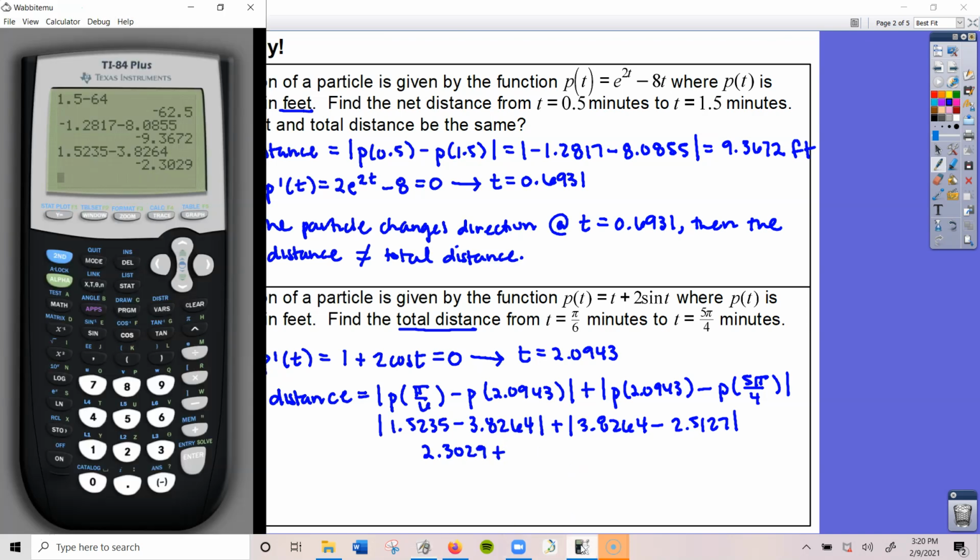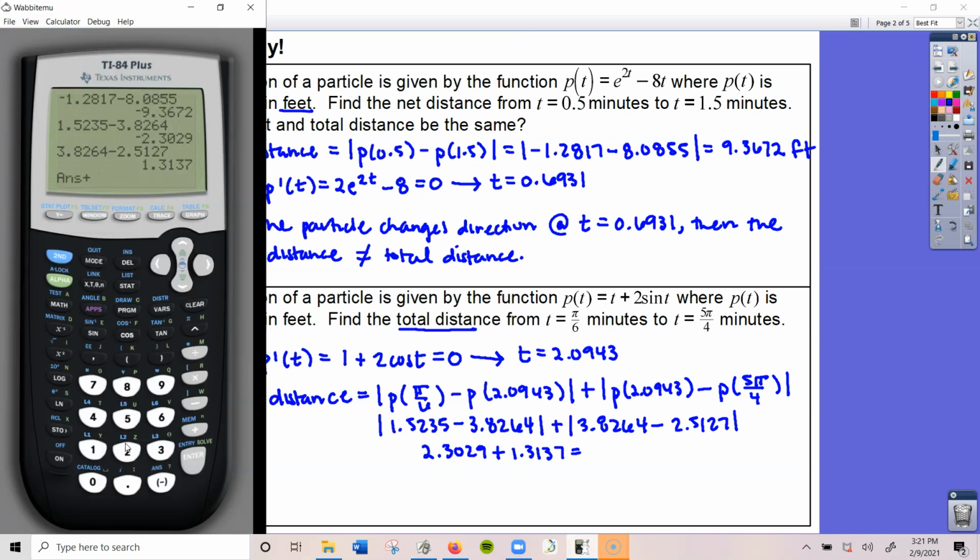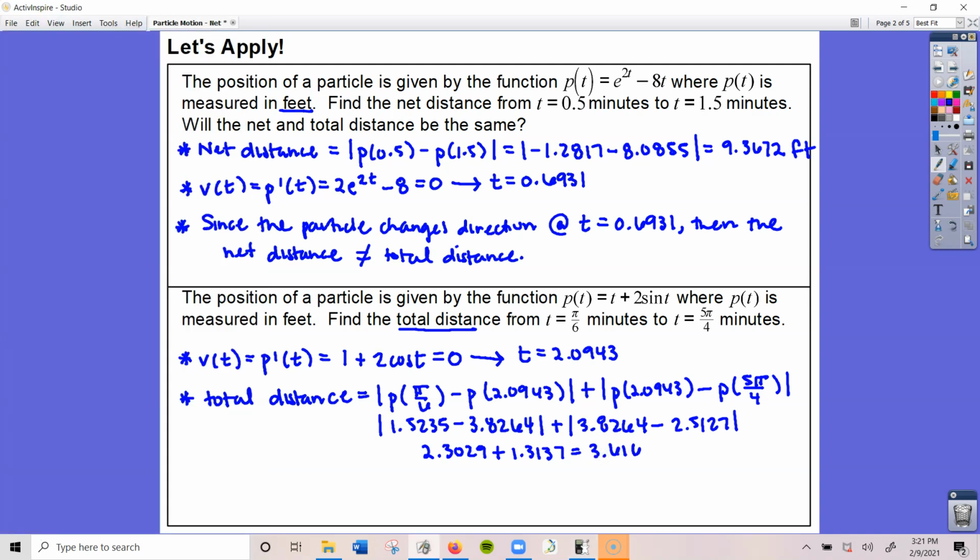Plus, now let's do the other one, 3.8264 minus 2.5127, and that gives us 1.3137. If we add these together, we end up with 3.6166. Don't forget the units, which is feet. So that is my total distance.